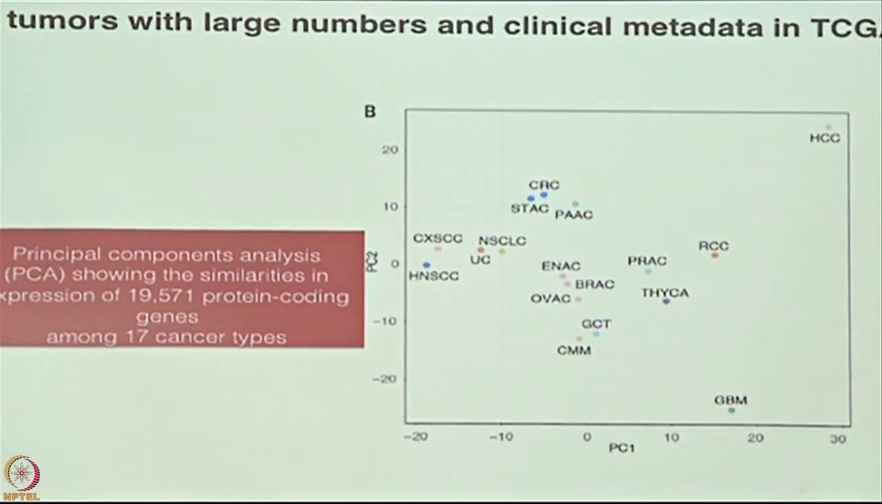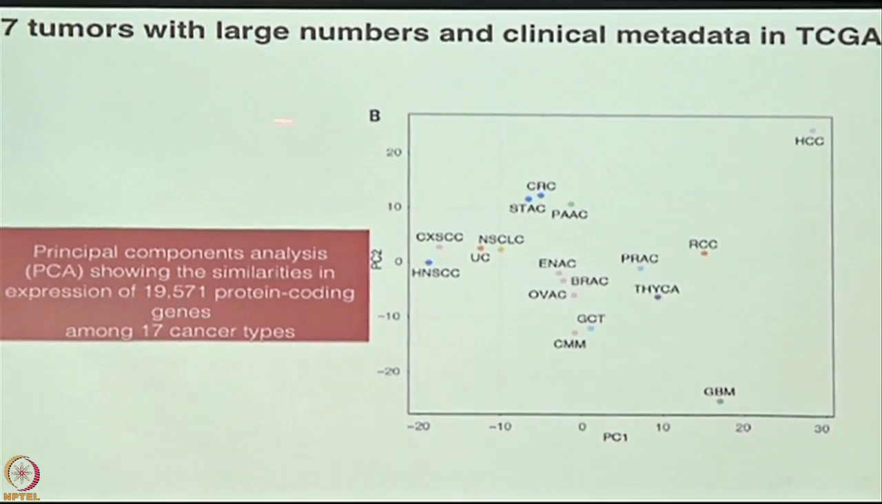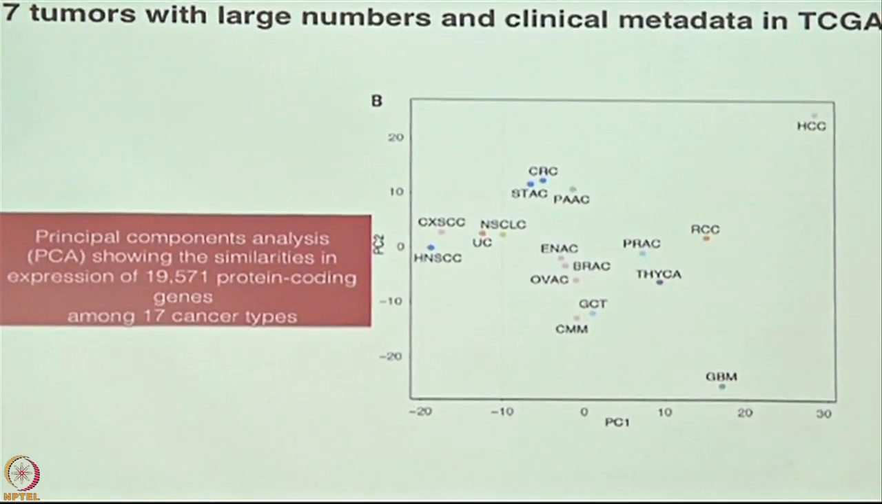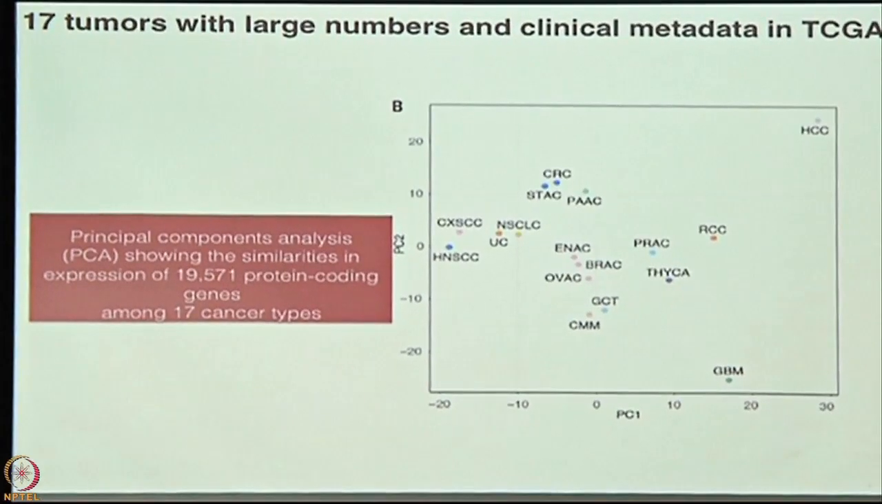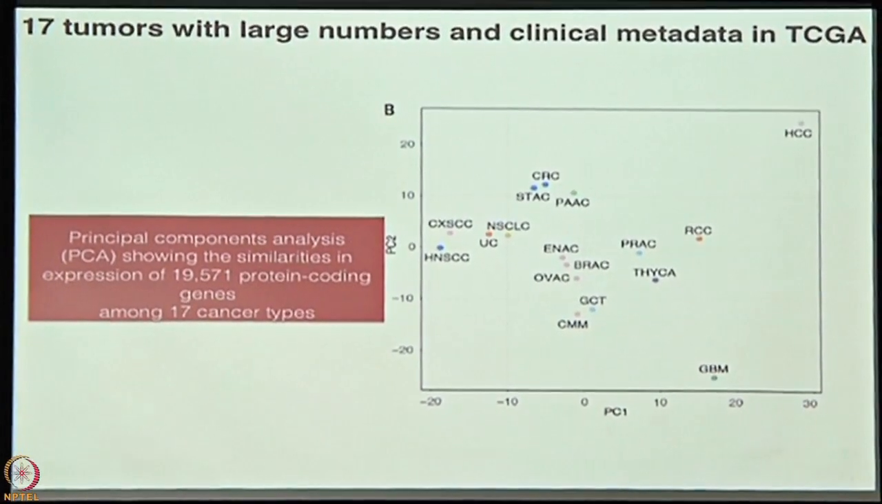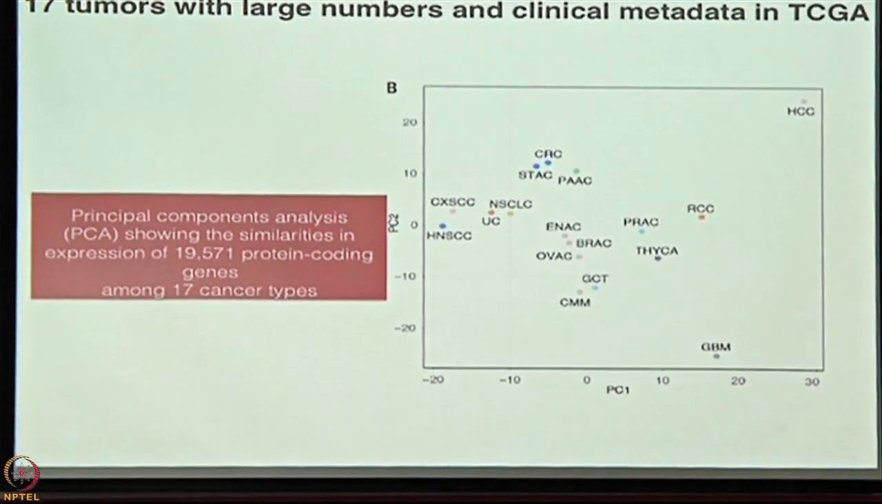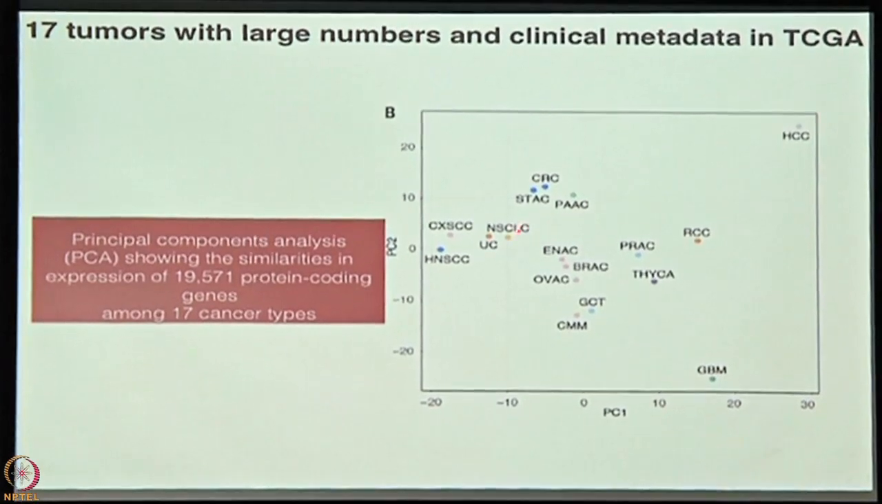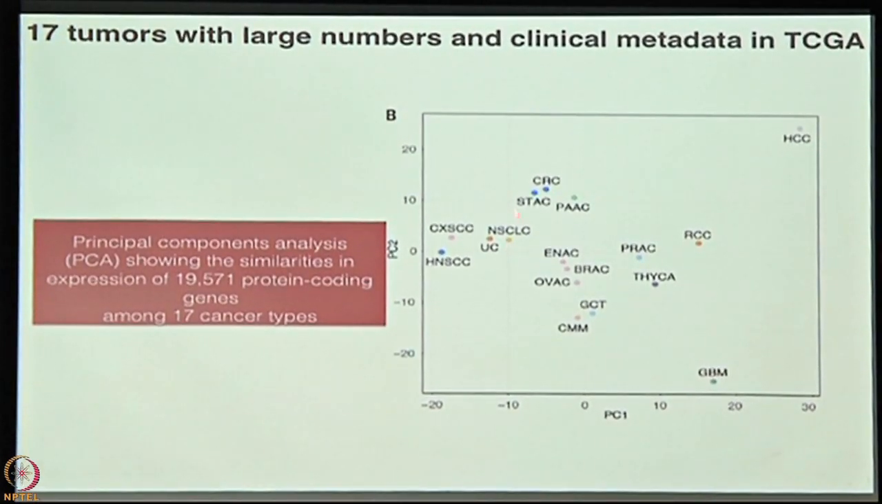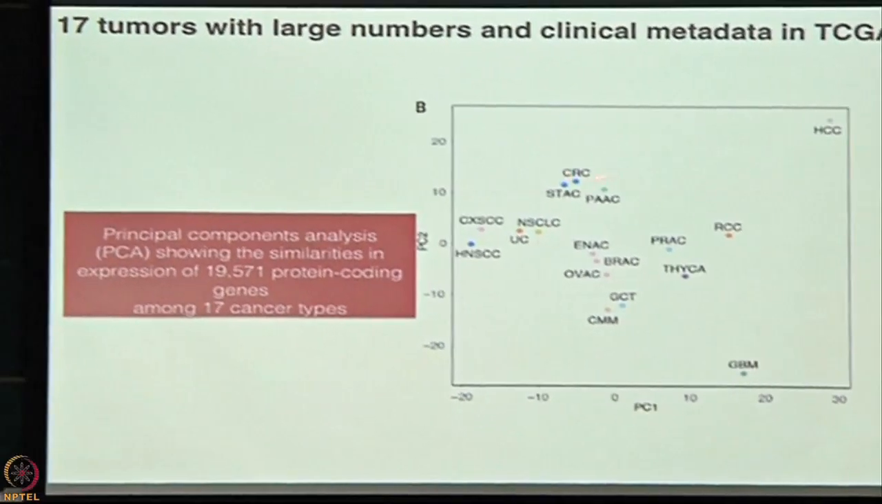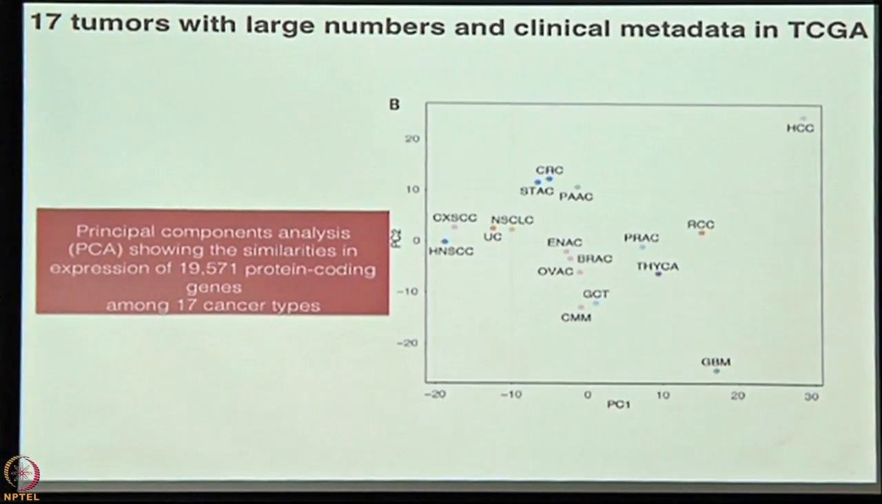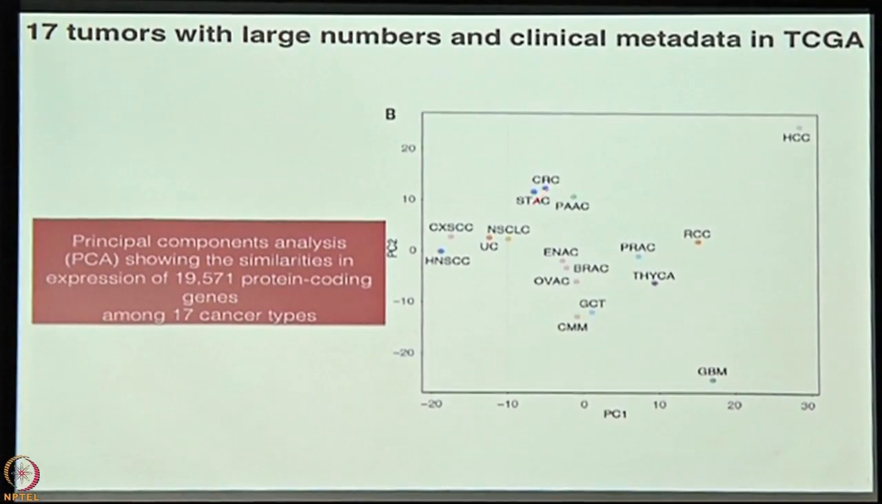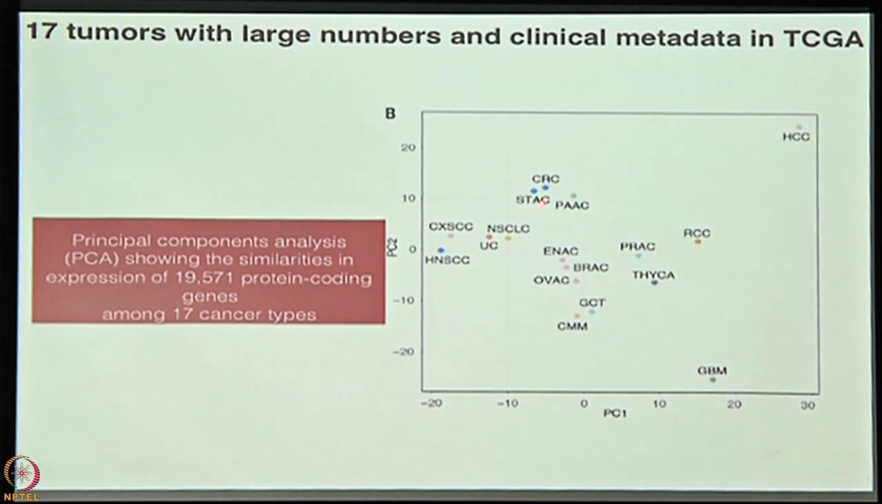We then narrowed the search to 17 tumors with large numbers and clinical metadata. From the original 33, we came down to 17, because these cancers had adequate numbers. And as you can see, these cancers which are grouping here are gastrointestinal cancers. This is colorectal carcinoma, that is stomach adenocarcinoma, that is pancreatic adenocarcinoma.